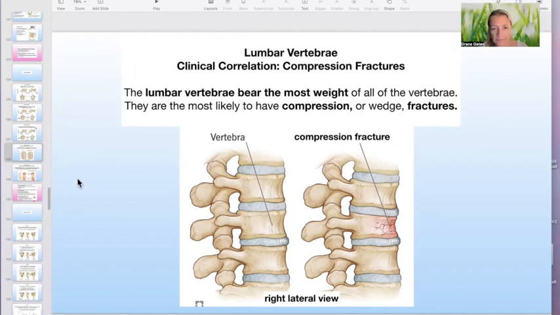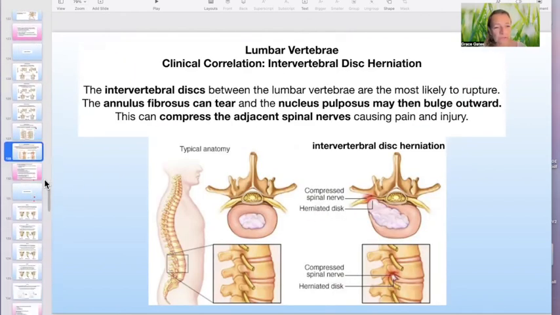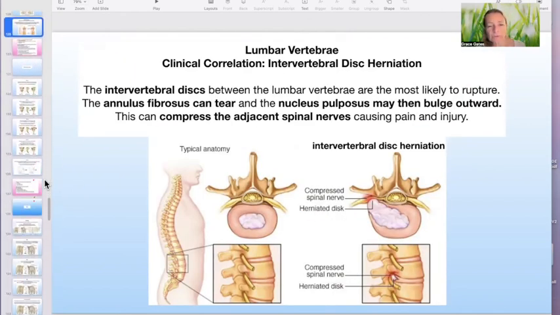As if that wasn't bad enough, another clinical correlation: the intervertebral discs between the lumbar vertebrae are also the most likely to rupture. In a rupture, the annulus fibrosus of the intervertebral disc can tear, and the nucleus pulposus may then bulge outwards. The nucleus pulposus then compresses the adjacent spinal nerves, causing pain and injury.